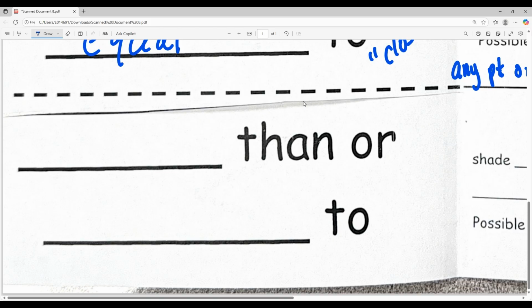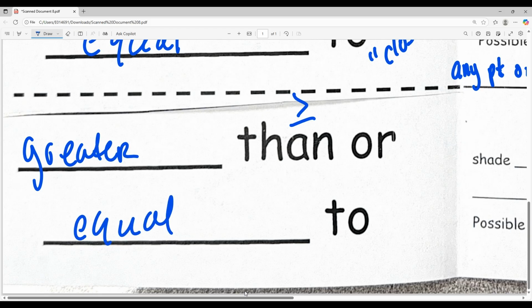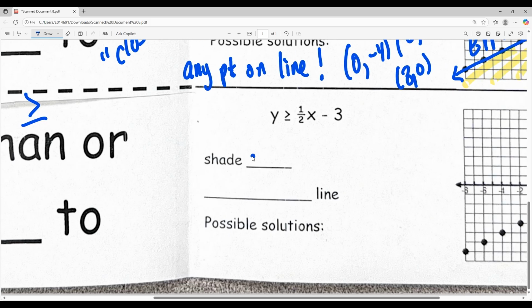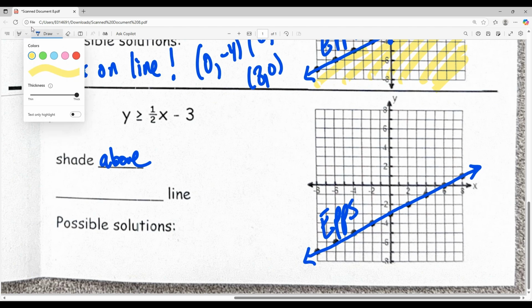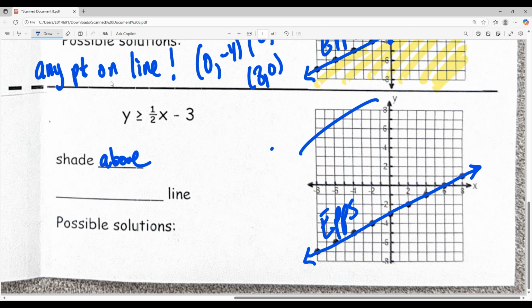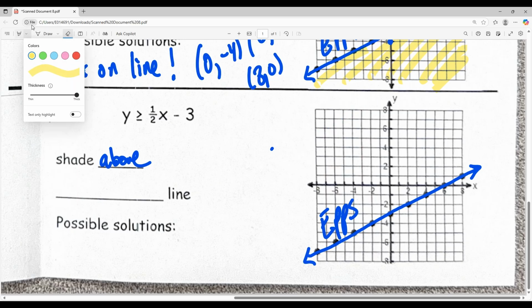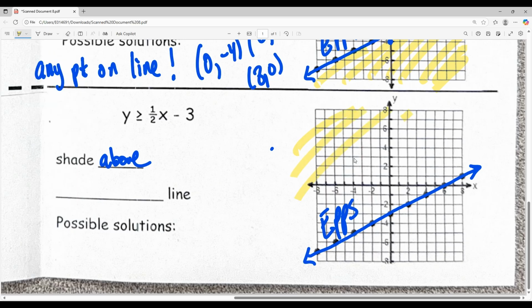Okay, last one. We're going to the right. That means we're getting larger. It is going to be greater than or equal to. Just like when we were going to the right, we're shading above. But because we have a closed line, we're going to go ahead and connect our dots. We're shading above, so that means we want to shade the side of the boundary line that has our name. And we have a solid line.